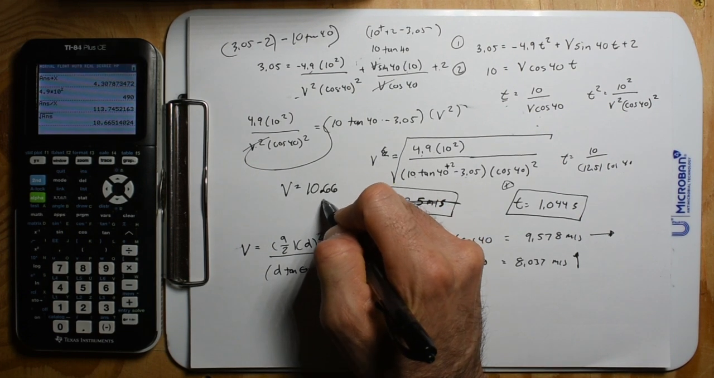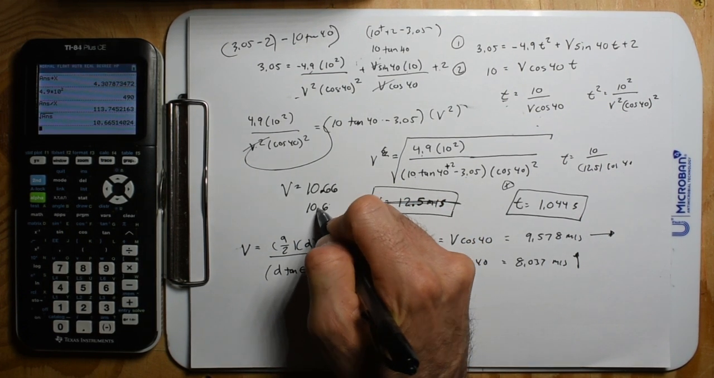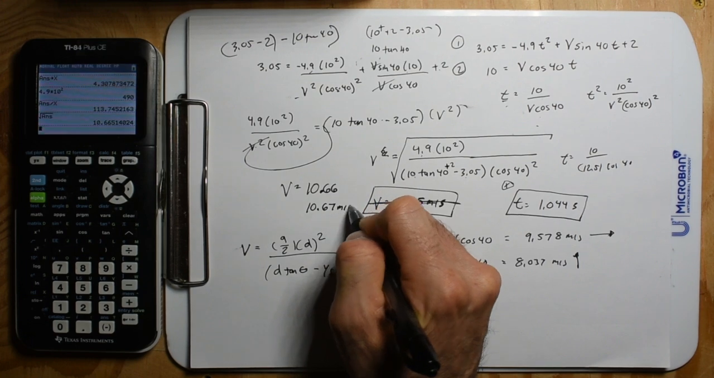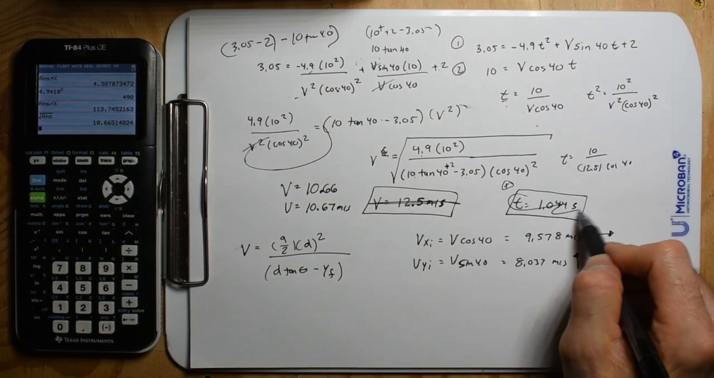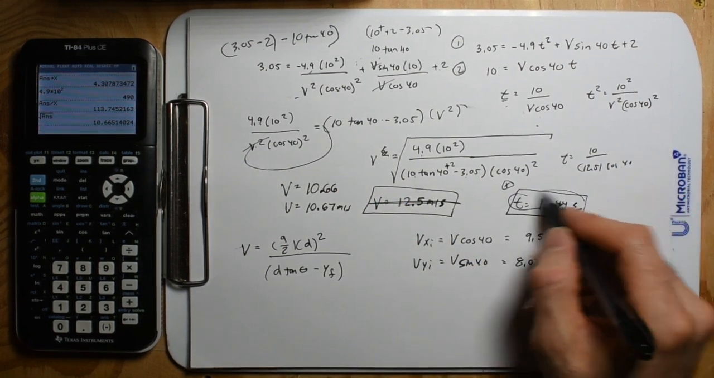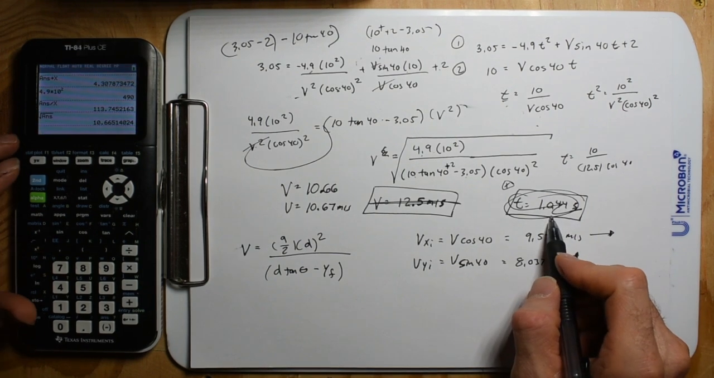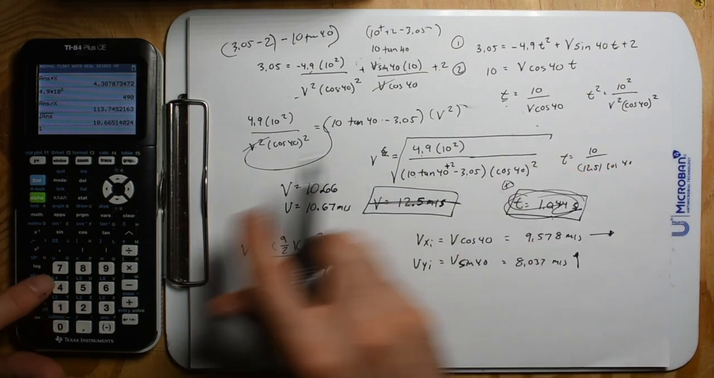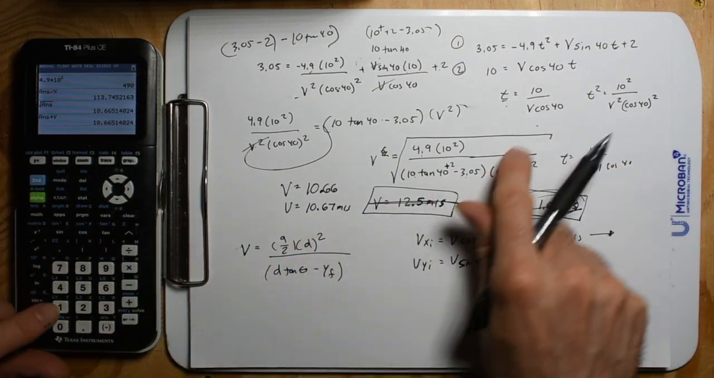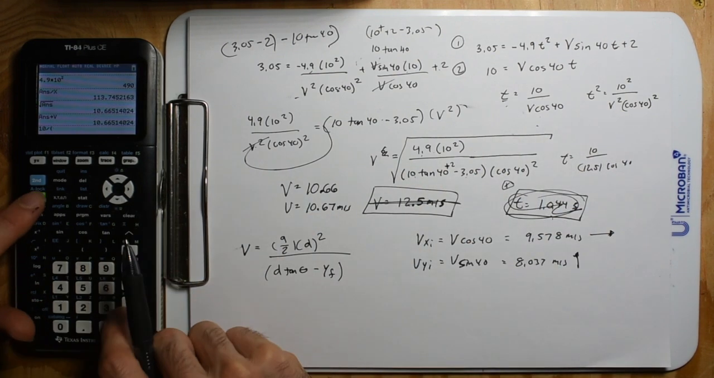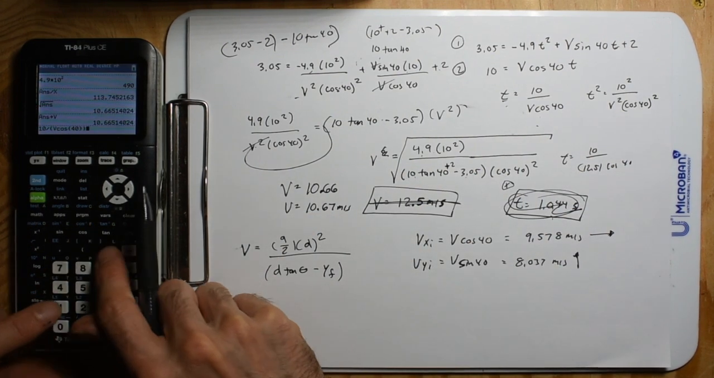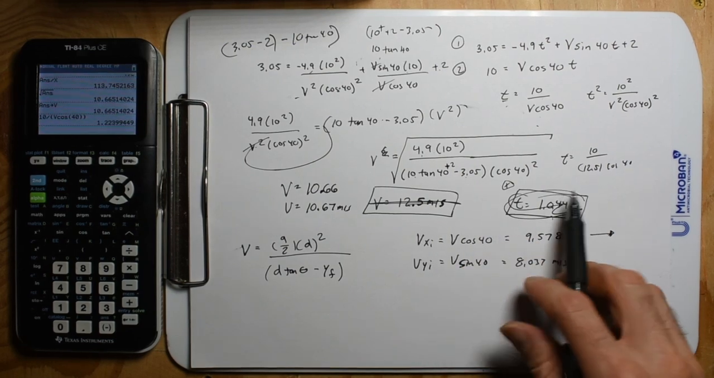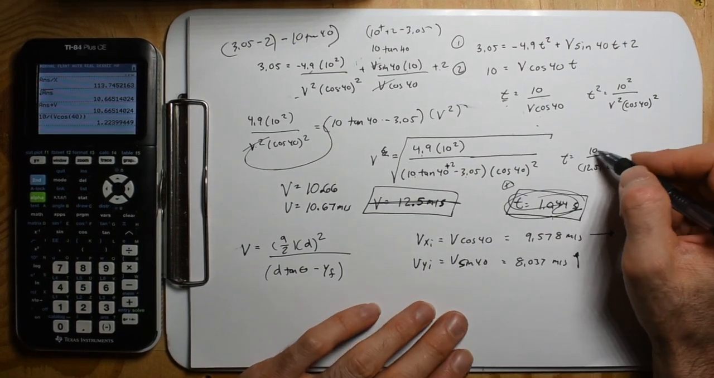But there you go. 10.67 meters per second. That is going to change our time. And yeah, because that seems real fast. So now our time is going to be, we're going to store that as alpha v. Our time is 10 divided by alpha v cosine 40. And we got a time of 1.2 seconds.